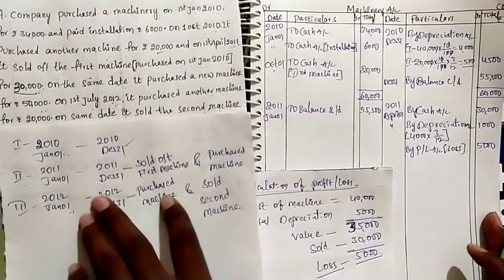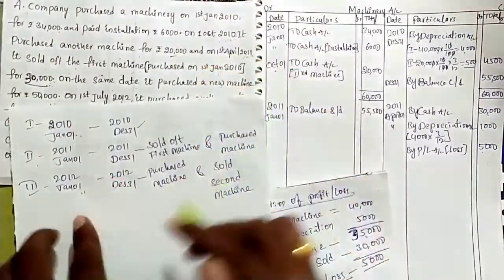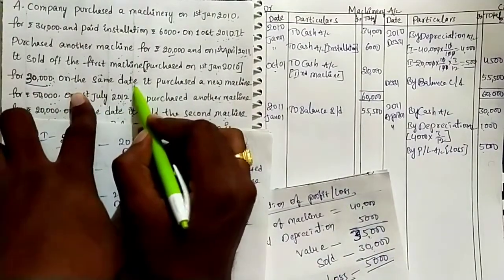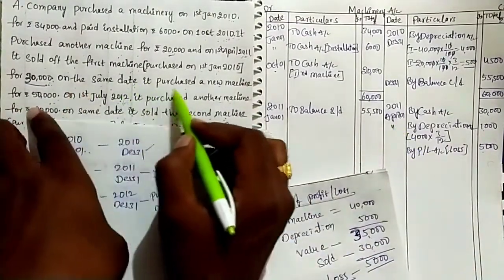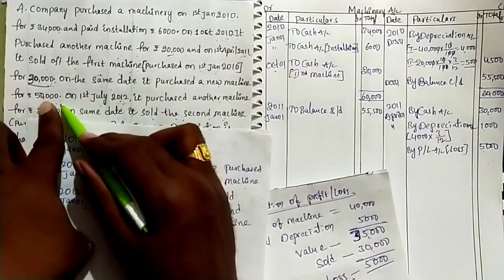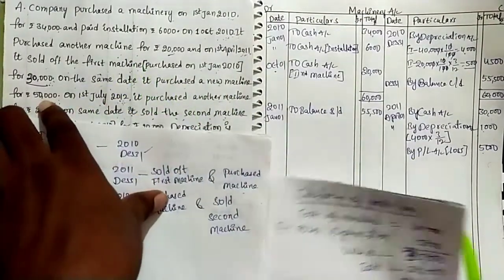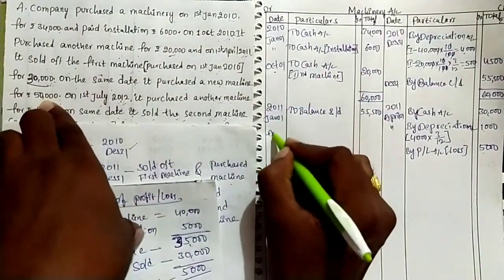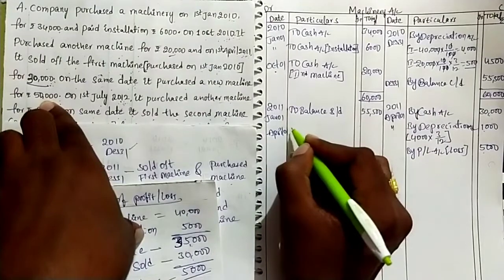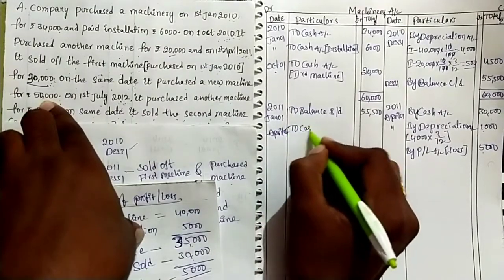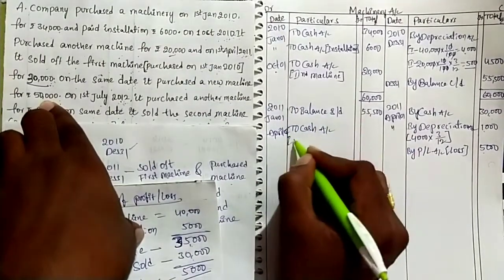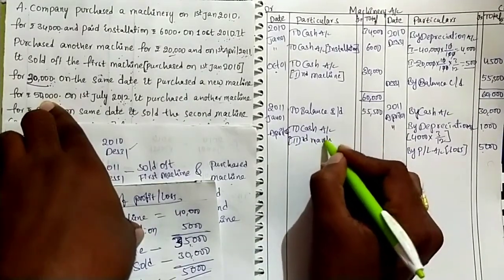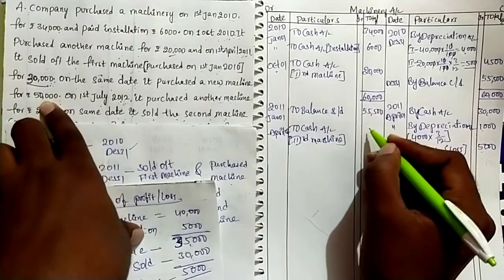Next, in the second year we purchased another machine. See this, on the same date, means 1st April, the same date it purchased a new machine for 50,000. So what will happen at the time of purchasing the machine? Machine account is debited. So we have to write in the debit side April 1st, to cash account in the bracket. This is the third machine. Okay, this is the third machine. How much? 50,000.